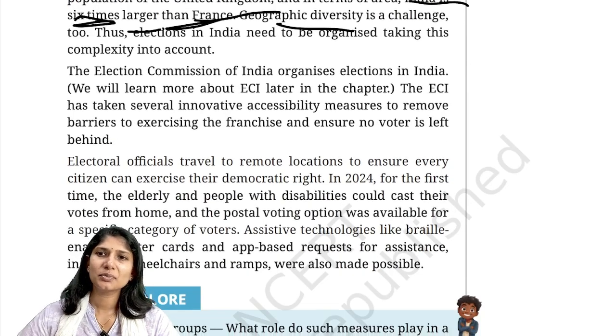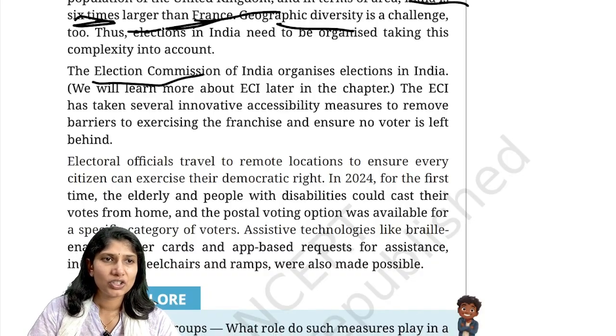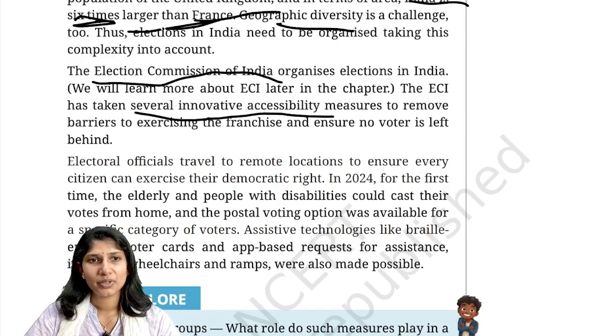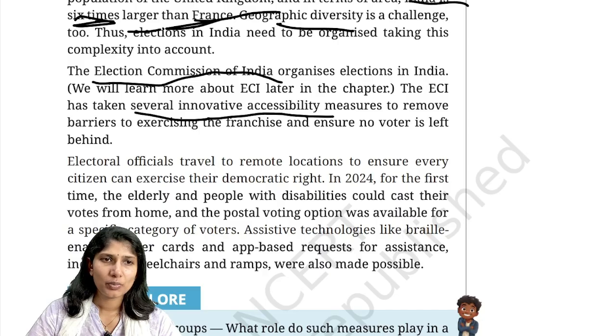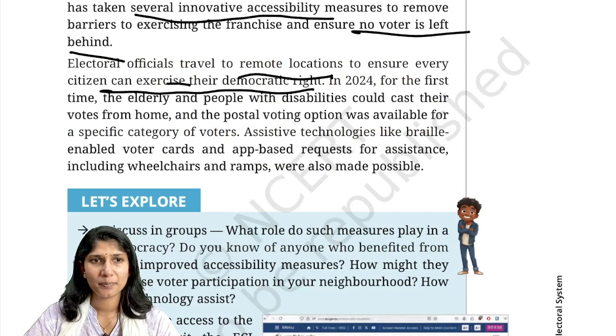Now, who takes up the task of conducting elections for India? It is the Election Commission of India. This Election Commission of India is the one that has brought about several innovative measures to remove barriers which affect voters in exercising their political right. Their idea is to make sure that no voter is left behind. So, the electoral officers usually will travel even to remote locations so that every citizen can exercise their democratic right.